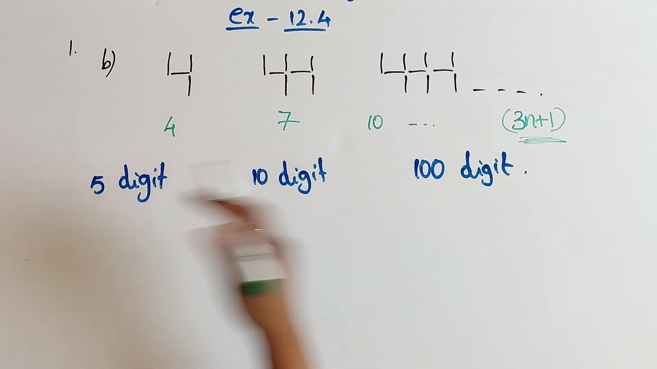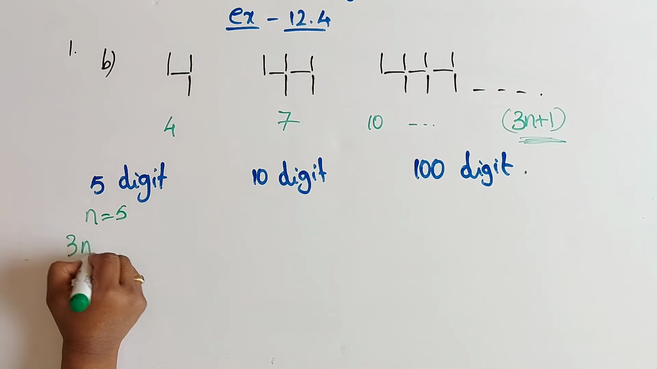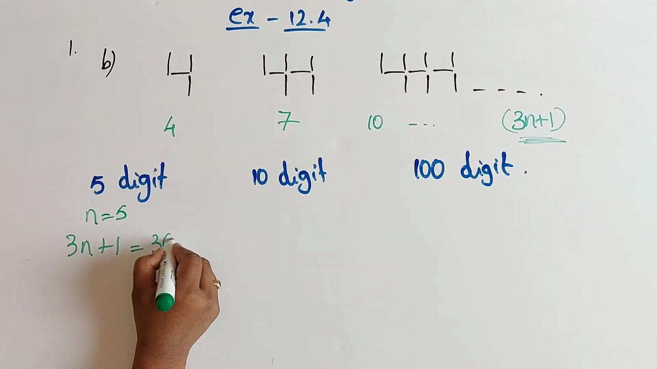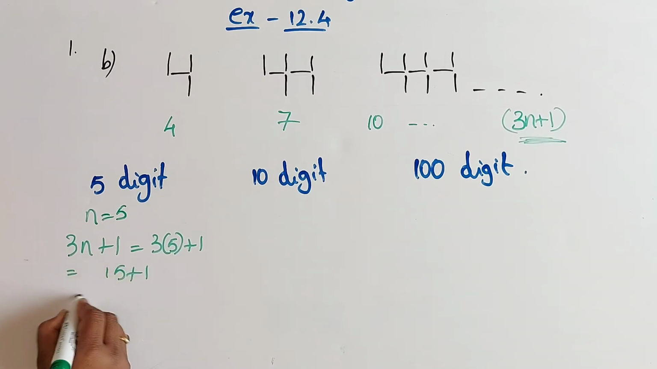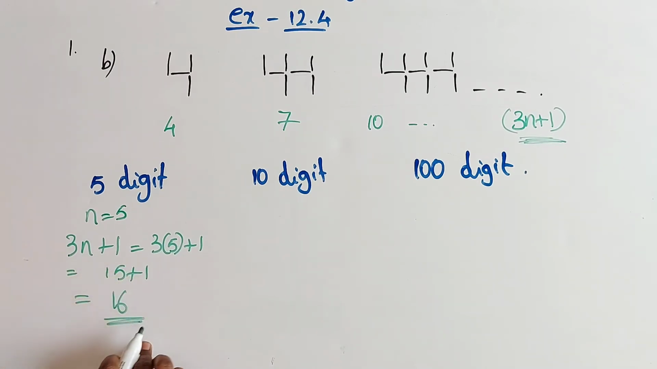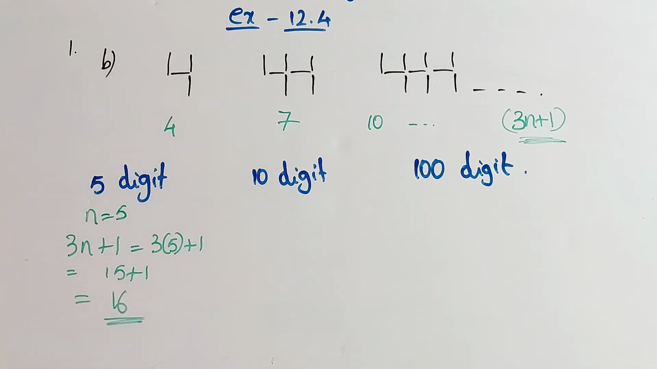Now they are asking for 5 digits. That means n equal to 5. Apply the formula, 3n plus 1, children, that means 3 of 5 plus 1. 3 5s are 15 plus 1, that equals 16 line segments we have to use to get 5 digit number of same kind. Right, children?